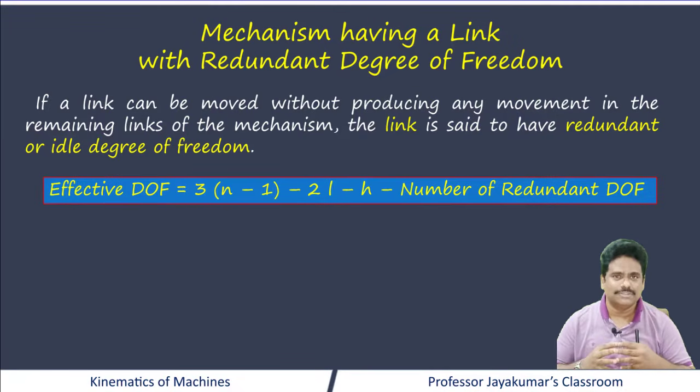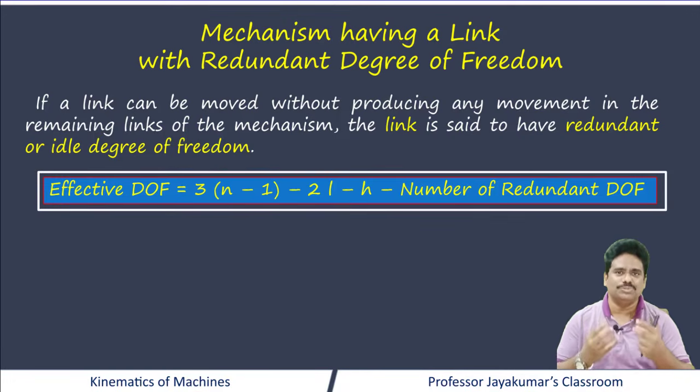In that case, the formula that we have used to find degrees of freedom, which is nothing but the Kutzbach criterion, will not be valid as such. We need to subtract that number of redundant degrees of freedom from that formula, which we call the effective degrees of freedom. So these are some special cases of mechanisms. So what we need to do before solving the problem, we need to carefully observe and identify whether we have any redundant degrees of freedom link.